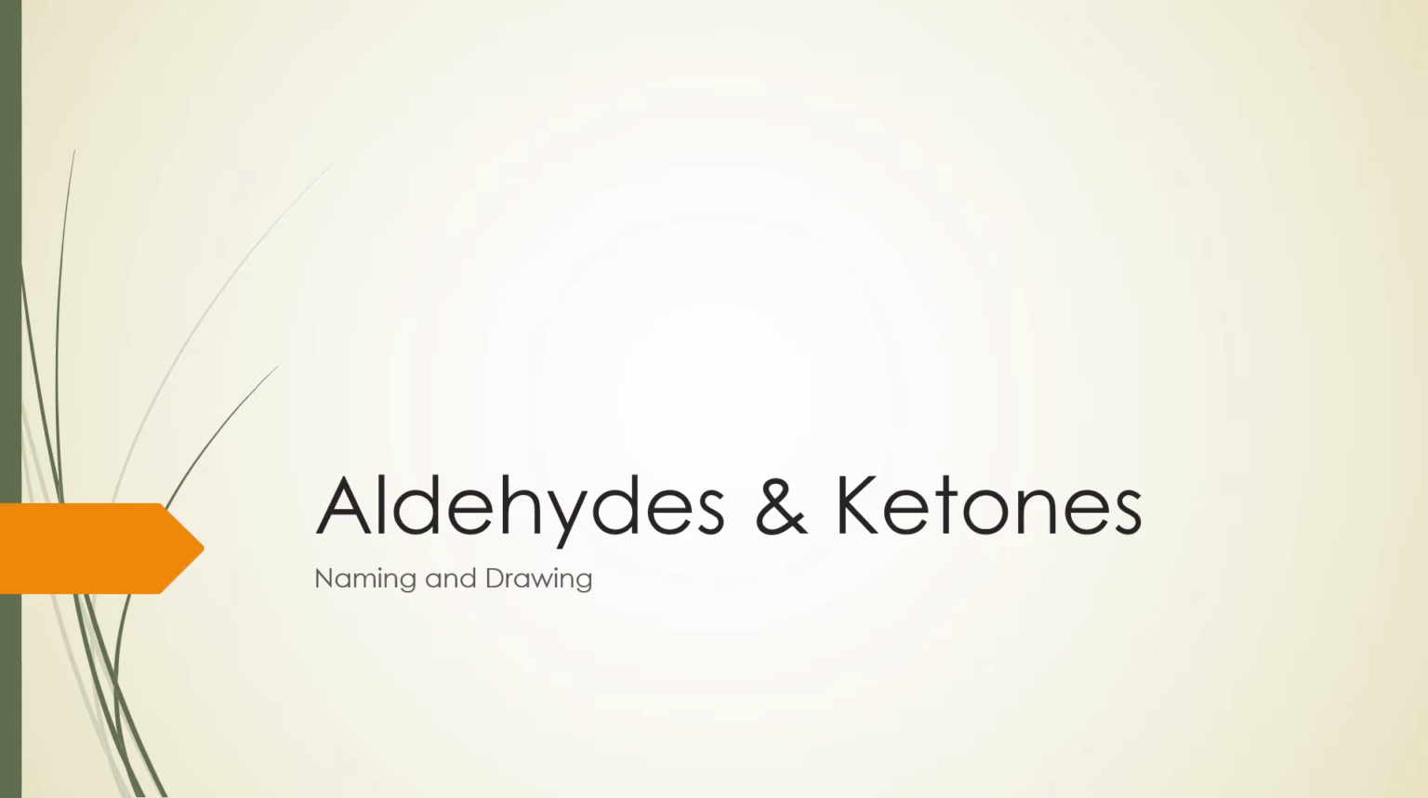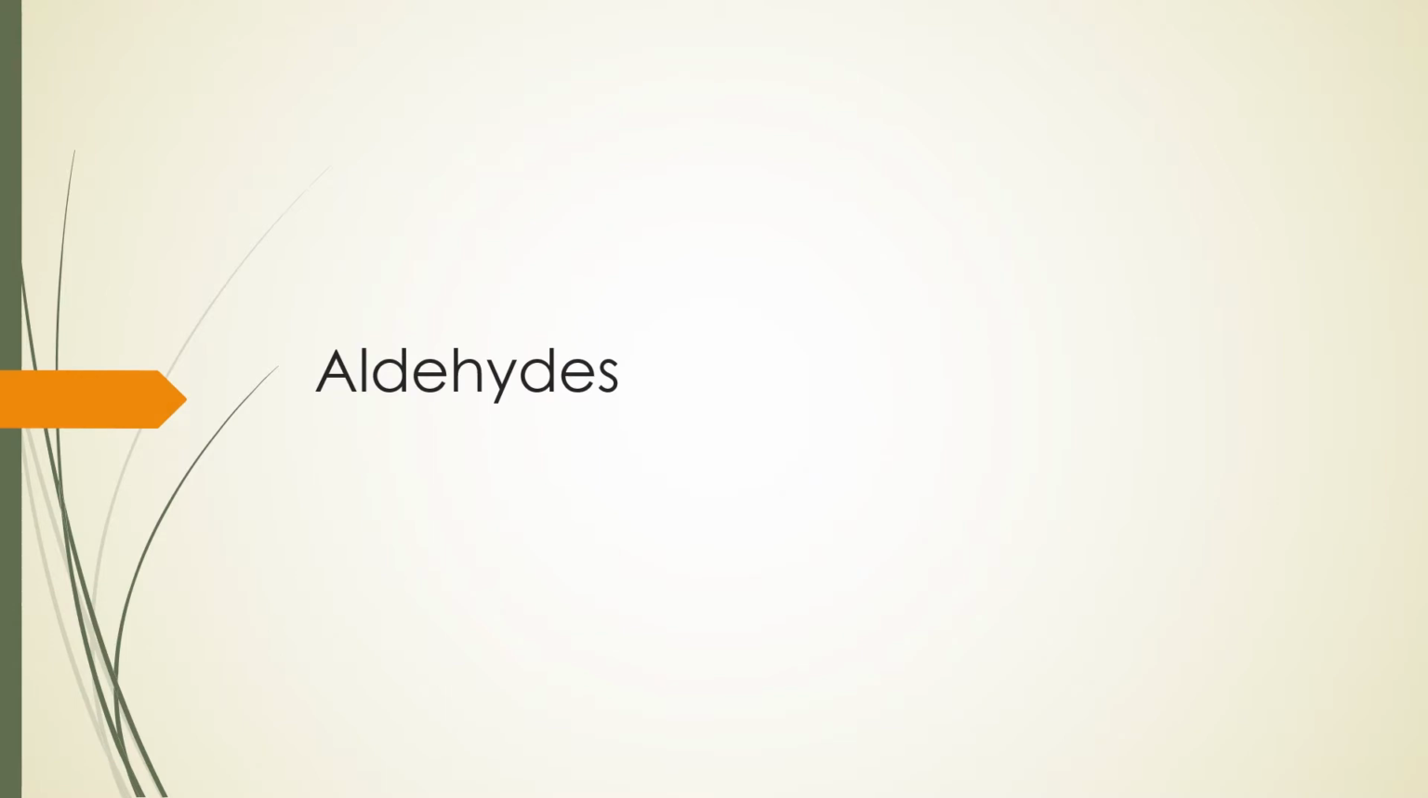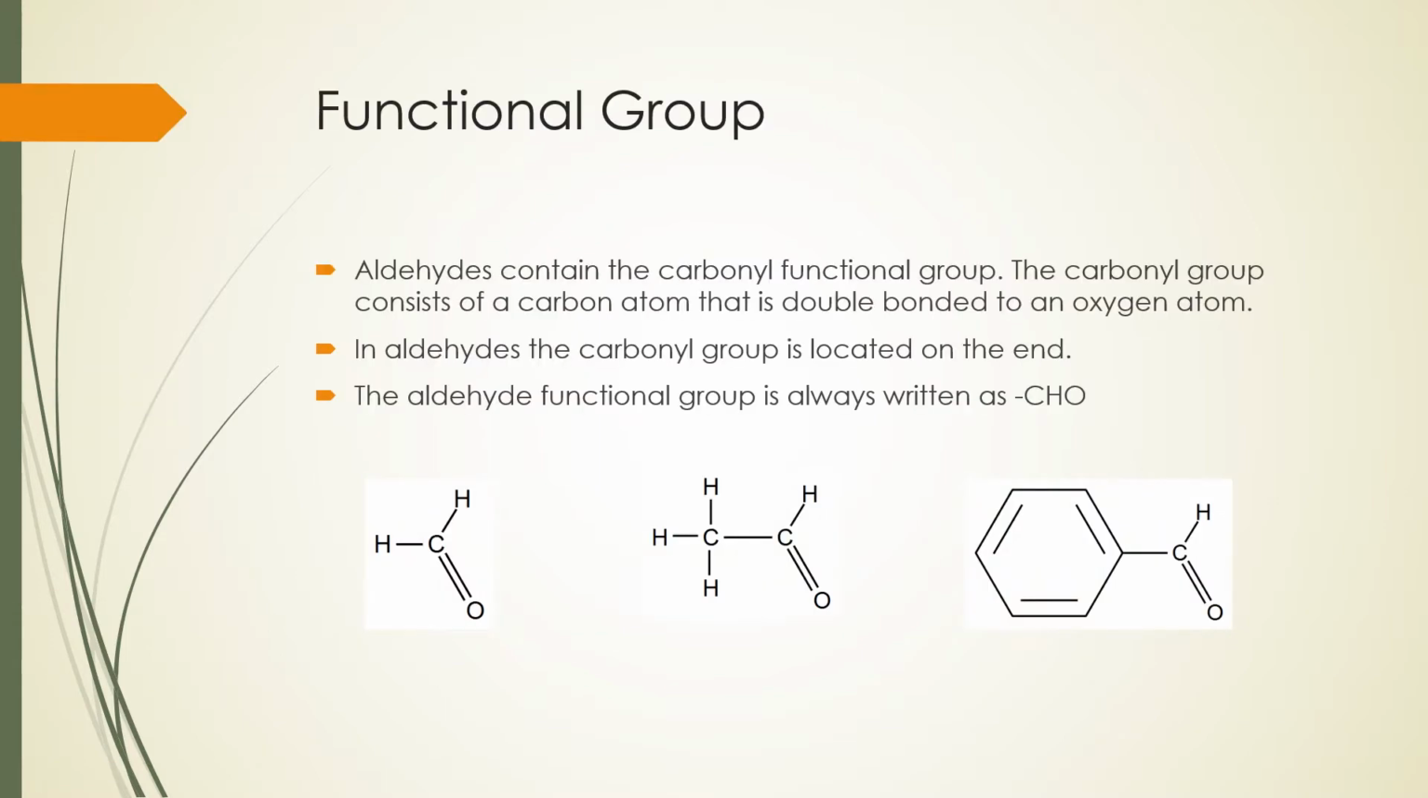In this video, we're going to look at how to name and draw aldehydes and ketones. So we'll start with aldehydes. The functional group of an aldehyde is called the carbonyl group, and the carbonyl group is simply a carbon with a double bonded oxygen. In aldehydes, it's always on the end and will be carbon number 1.